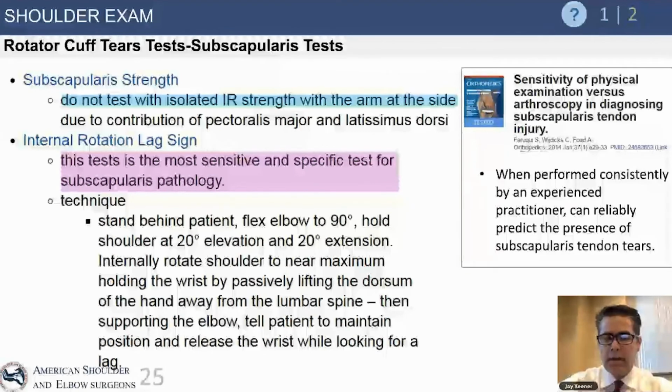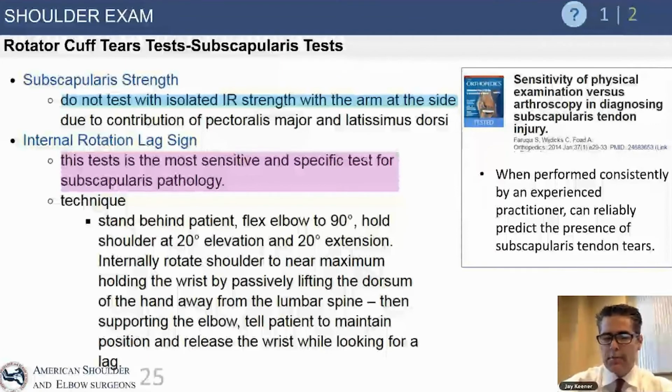Other tests for the rotator cuff: when you're looking at subscapularis strength, you don't want to test this as isolated internal rotation with the arm to the side because of the contribution of the other internal rotators, specifically the pec and the latissimus. This internal rotation lag sign, I don't use very often clinically, but it is very accurate if you get a positive test. One of the downsides of this test is you have to have really good range of motion just to get into the test position.